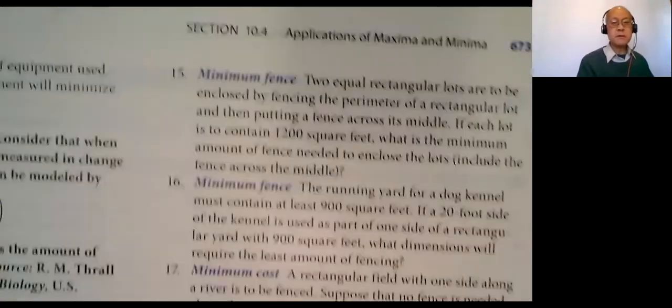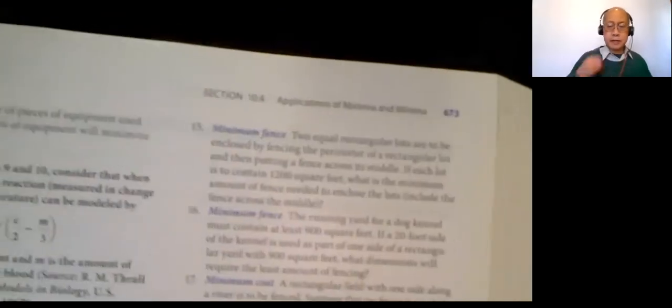All right, there we go. Okay, so 15 and 19. And that's it. 15, minimum fence.